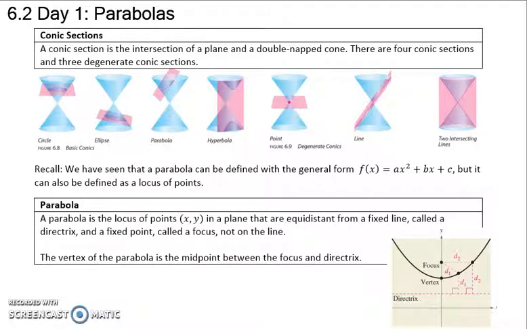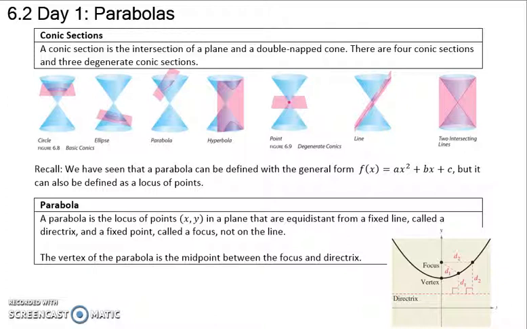Alright, in this video we're going to talk about section 6.2, day 1, parabolas. A parabola is one type of conic section that we're going to be looking at. A conic section is just the intersection of a plane and a double napped cone. There are 4 conic sections, and then there are also 3 degenerate conic sections. On the screen you can see all 7 of those.